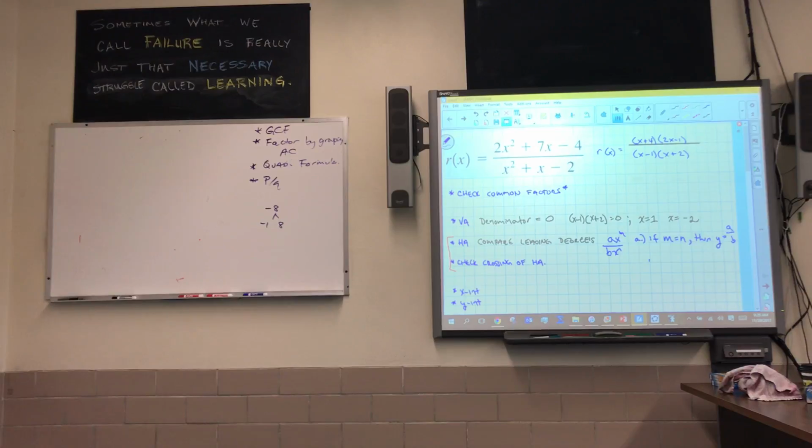Okay? If m is less than n, so the denominator is a bigger power, then your asymptote is at y equals 0. Those are the two options that I want to focus on right now. Tomorrow, or maybe even the next day, we'll get into the third option when the numerator is actually bigger than the denominator, and that creates slant asymptotes. But that's what you want to think about every single time you're trying to find horizontal asymptotes. Okay?